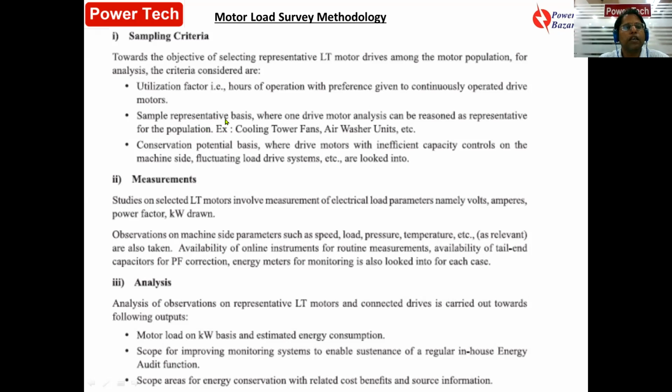Then a representative sample basis. That means let us take cooling tower fan motors, air units, pumps, and blowers. Depending upon the representative sample, we also need to do certain measurements or loading studies of those motors. Then conservation potential. You can think of motors which have been rewound 4 times, 5 times, or 10 times, which have failed repeatedly, or the machine side where the load is fluctuating. Based on this conservation potential, you also need to do the motor load survey.